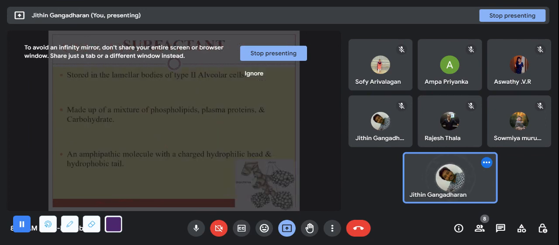Now we have surfactant. You know the surfactant, right? When the baby is in the form of a fetus, only after 36 weeks of gestation, the surfactant will be produced inside the lung, and the proper functioning of the lung will happen. What happens before that? The surfactant won't be there. So in that condition, we have to replace the lungs with surfactant.